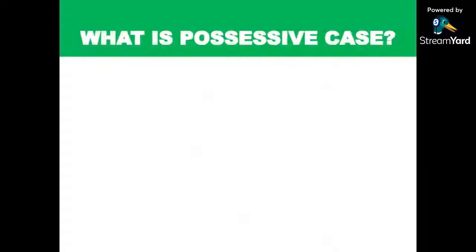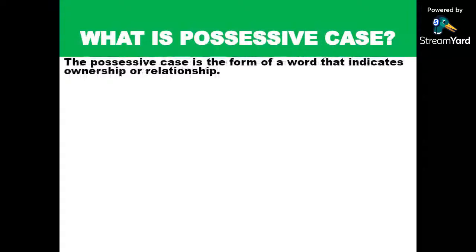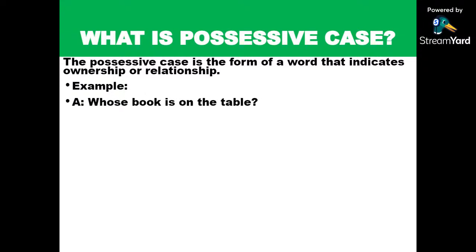Let's begin right away with the first item on this agenda. What is possessive case? The possessive case is the form of a word, precisely a noun in this case, that indicates ownership or relationship. For example, Speaker A asks a question, whose book is on the table? And B replies, it is Mary's book. Now the word Mary is a noun, but when we add apostrophe and S, then we indicate ownership. It is Mary's book, which means the book belongs to Mary.